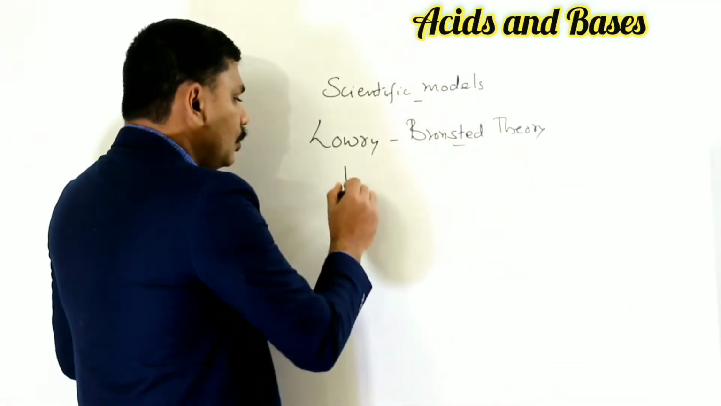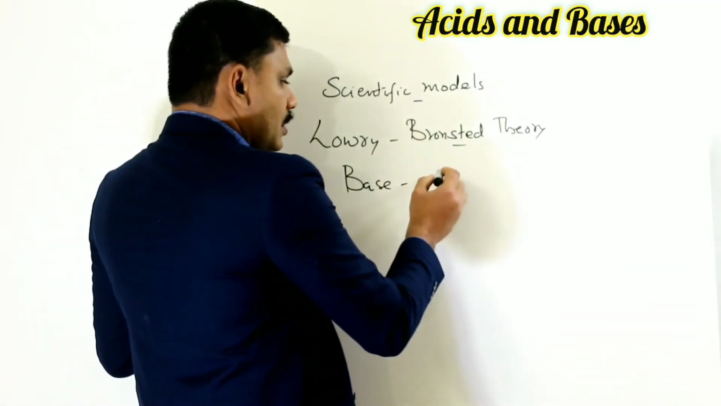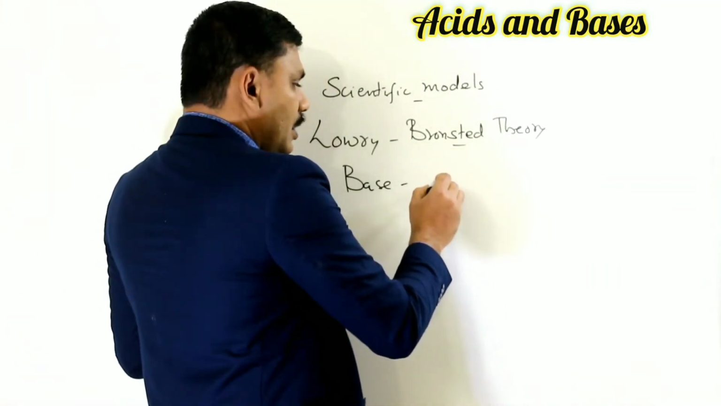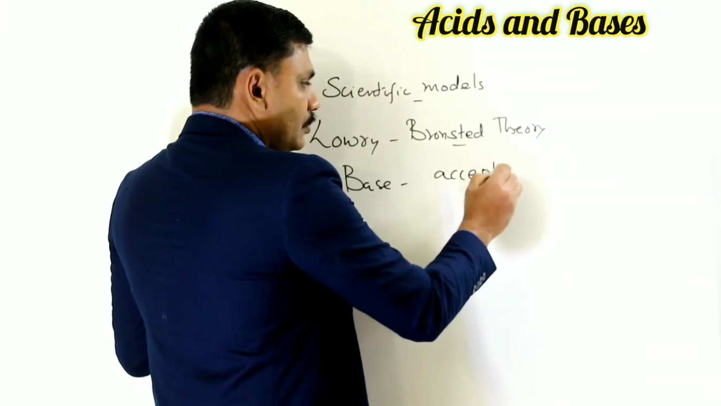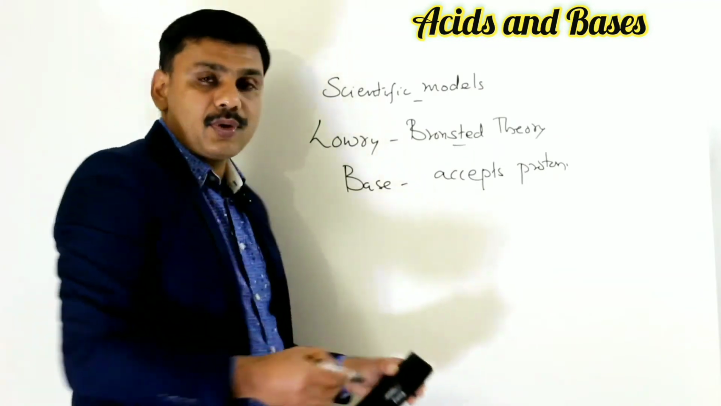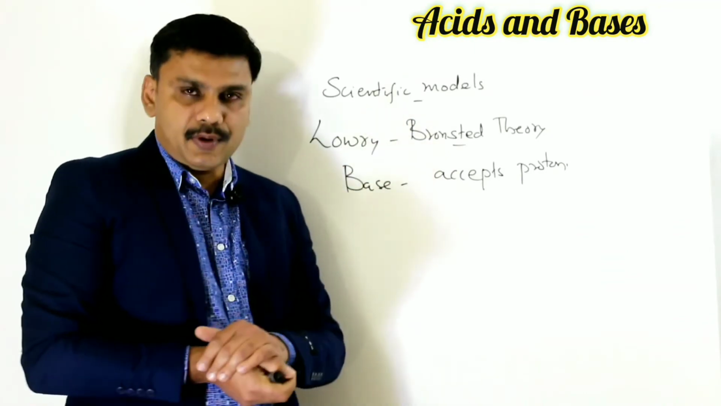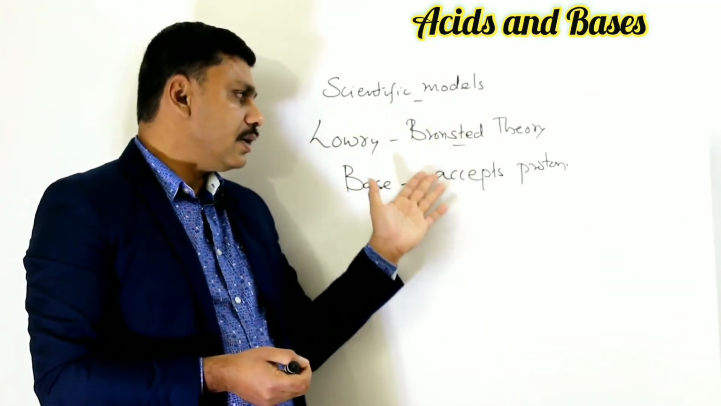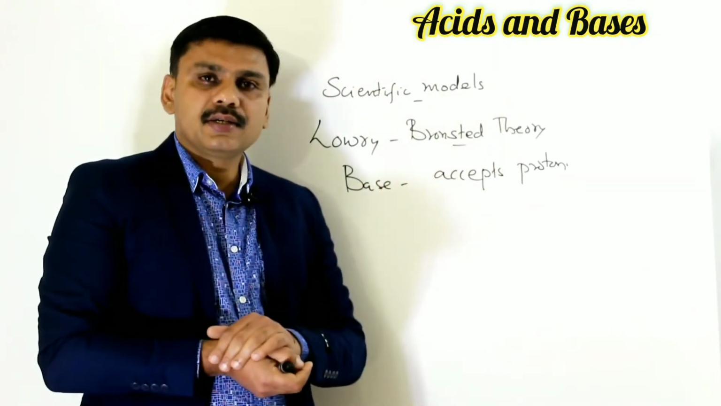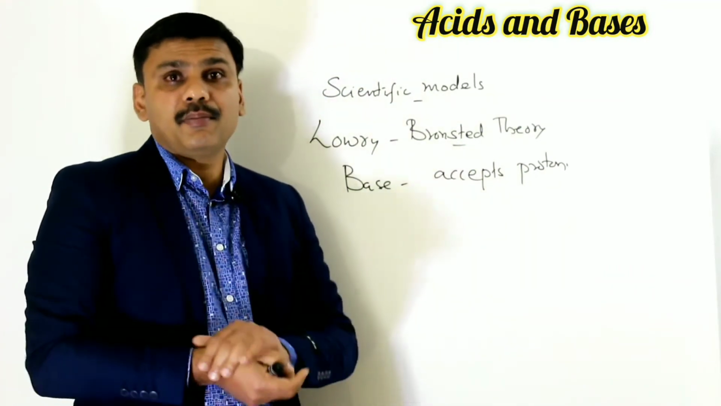Then according to Lowry-Bronsted theory, what is base? Base is a substance which can accept a proton, or you can say it is a proton acceptor. Acid means a donor of proton. Base means acceptor of proton.